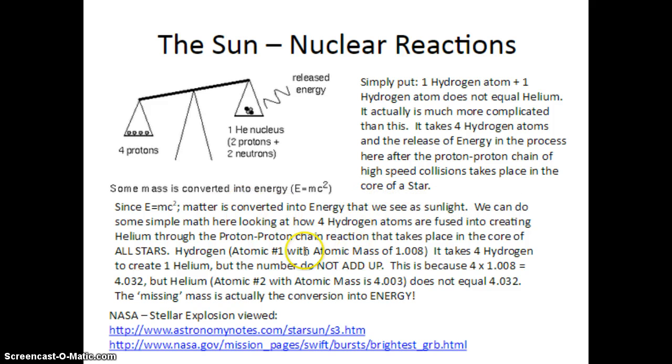And we can do some simple math here. If I take 4 hydrogen atoms and I fuse them together within the proton-proton chain in the core of a star, the math shows me that it doesn't add up. The reason is that the atomic mass of hydrogen is 1.008, and I have 4 of them, so I get 4.032. But helium has an atomic mass of 4.003, and that does not equal 4.032, right? 4 hydrogen atoms, and the missing mass is the conversion of that matter into energy.